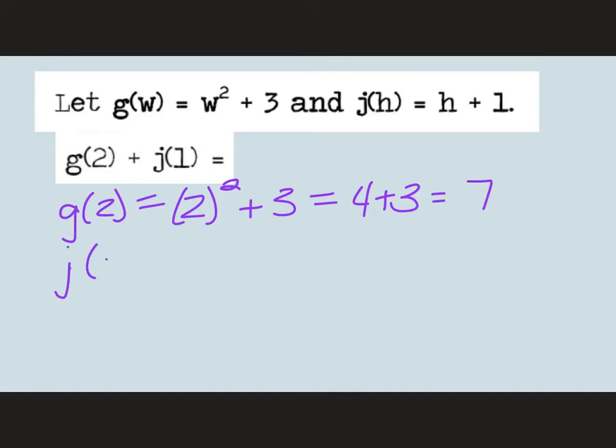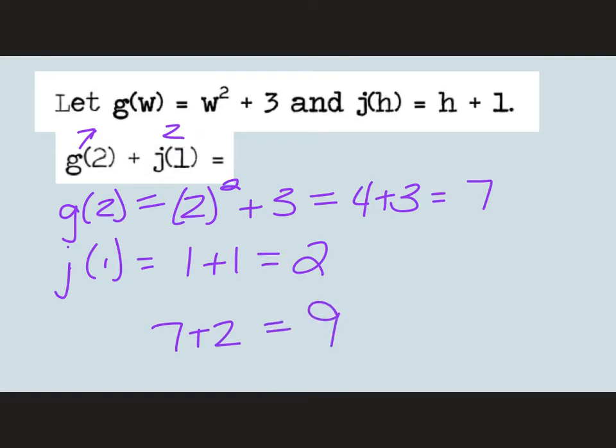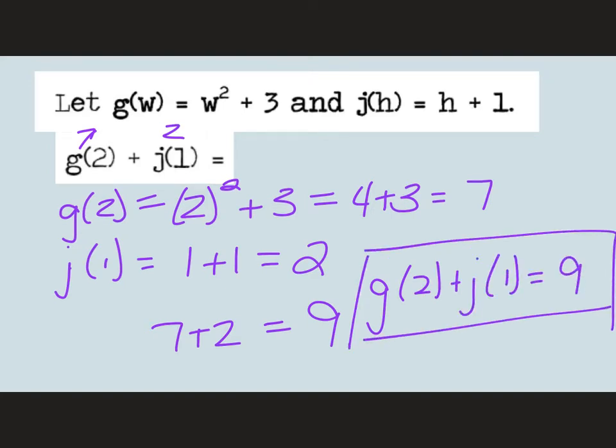Now we're going to do j of 1. So wherever there's an h, we're going to put a 1. So we have 1 plus 1, which is 2. Now for g of 2, we had a value of 7. J of 1, we had a value of 2. So what we're going to do is 7 plus 2 equals 9. So g of 2 plus j of 1 equals 9 is our final function notation.